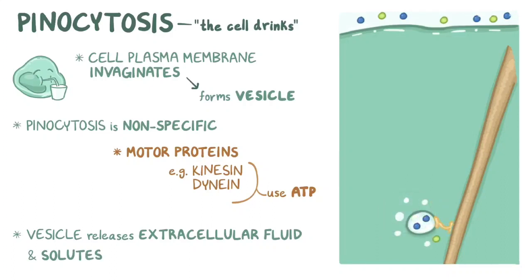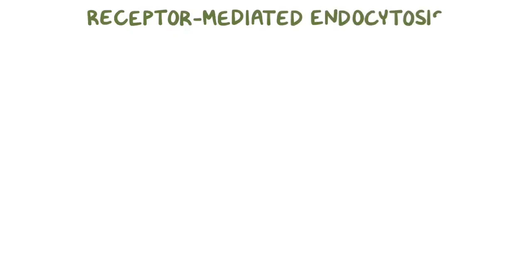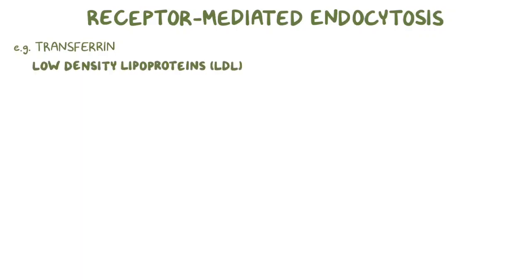Now, finally, sometimes endocytosis involves special receptor proteins on the cell membrane, so it's called receptor-mediated endocytosis. Some molecules are taken in this way, like transferrin, which is an iron-binding protein, or low-density lipoproteins, or LDL, which contain cholesterol. As an example, let's see how this goes for LDL.